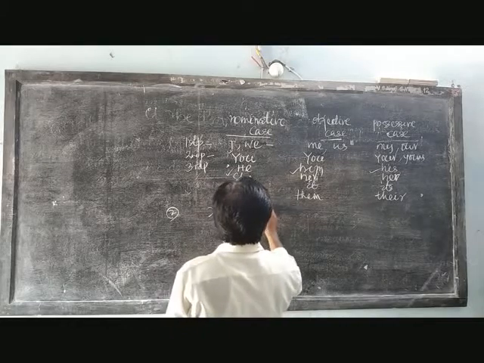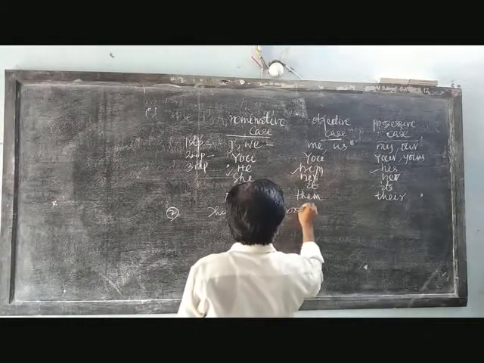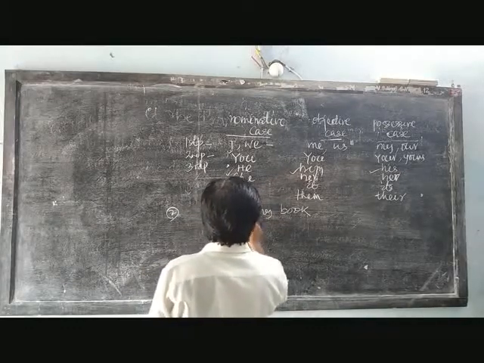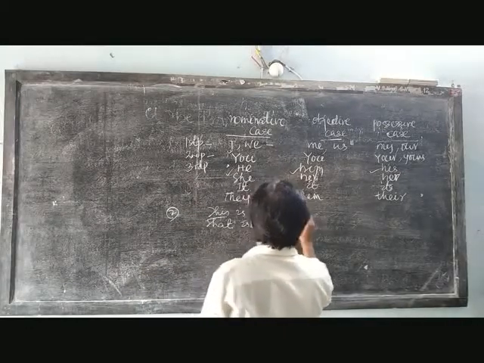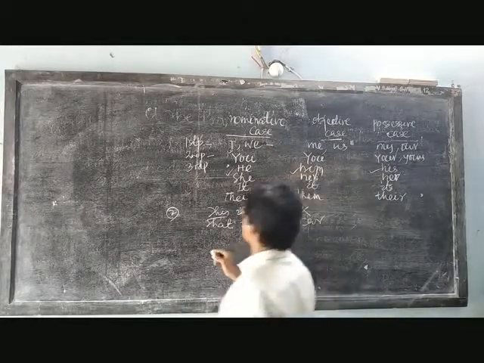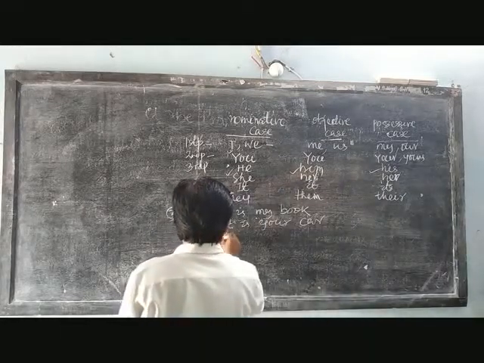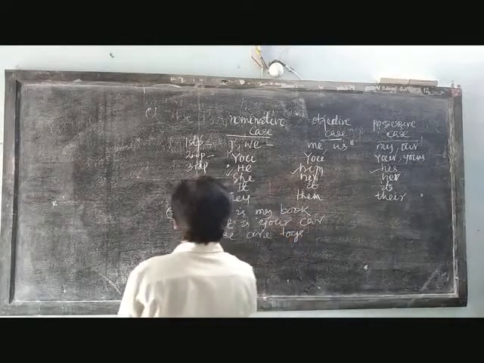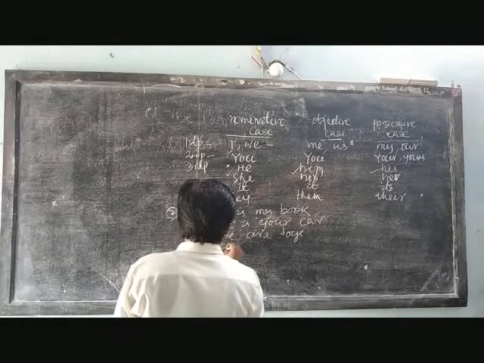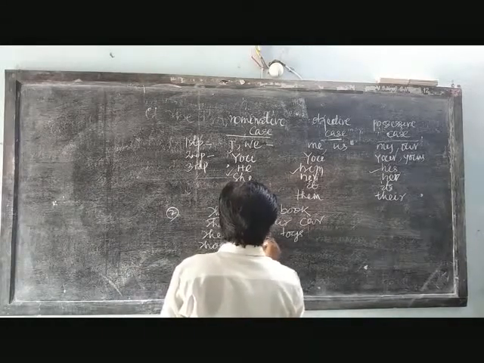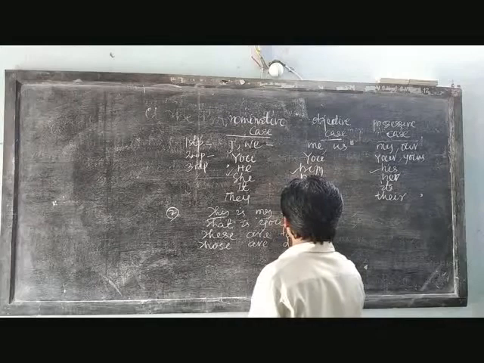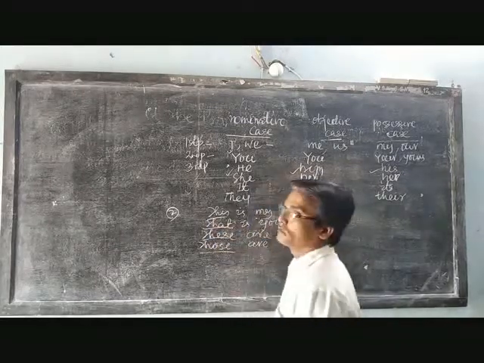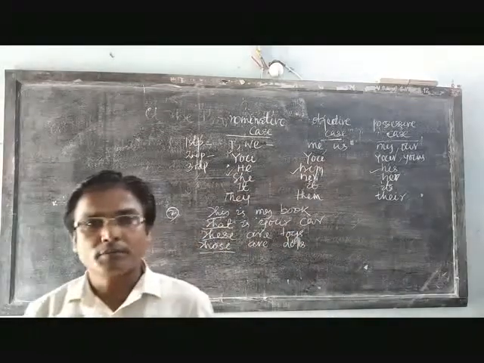Like this is my book. That is your car. These are toys. Those are dolls. This, that, these, those are demonstrative pronouns.